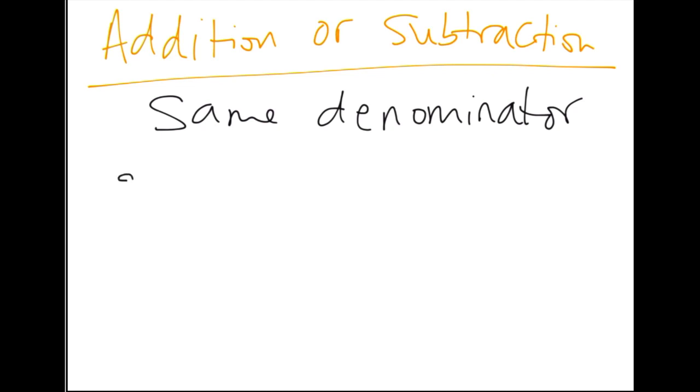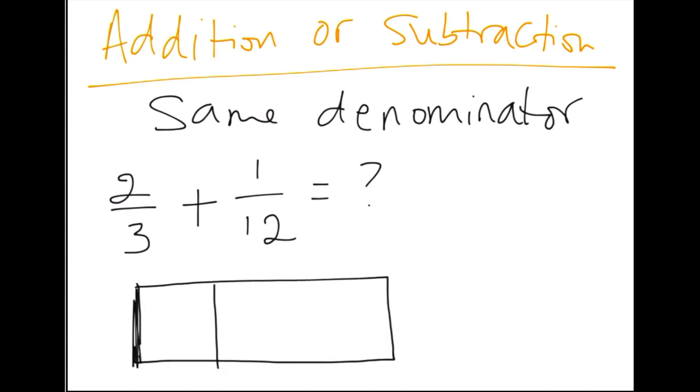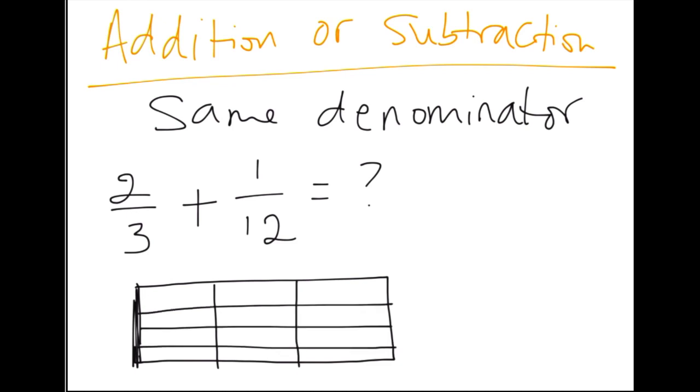Let's say I have 2/3 plus 1/12. What is that going to be? Again, let's think about it this way. Let's say I have a box like this, which has 12 equal parts. So 1/12 will be just this part. How about 2/3? In order to find what 2/3 is, I would have to divide this same box into 3 equal parts, which is easy because I can see that here I have one part, another part, another part. So 2/3 will be this part, 1 and 2.